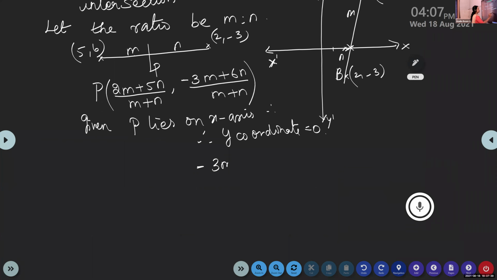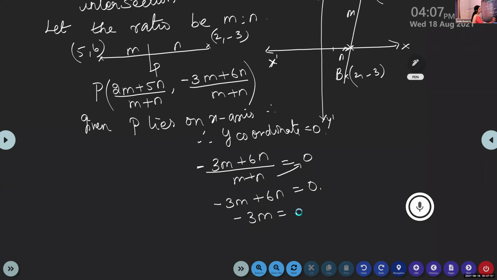So when we equate minus 3m plus 6n by m plus n is equal to 0, when you cross multiply this, 0 into anything is 0. So we get minus 3m plus 6n is equal to 0. That is minus 3m is equal to minus 6n. Both the sides we can cancel negative. So we get 3m is equal to 6n. So we will get m by n is equal to 6 by 3, that is 2 by 1. Therefore, the ratio is 2:1.